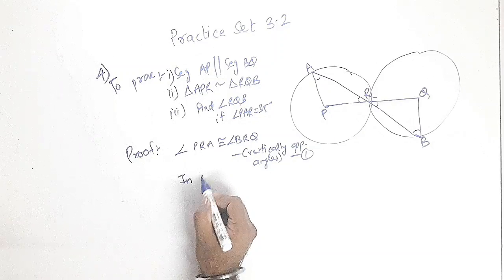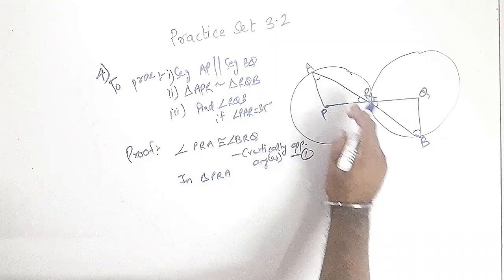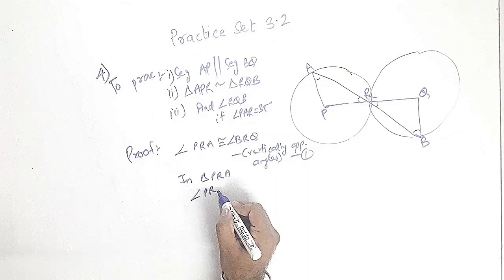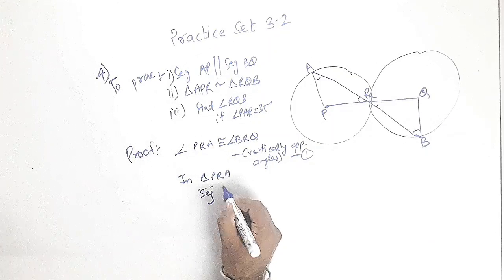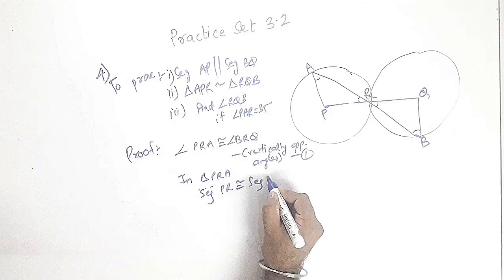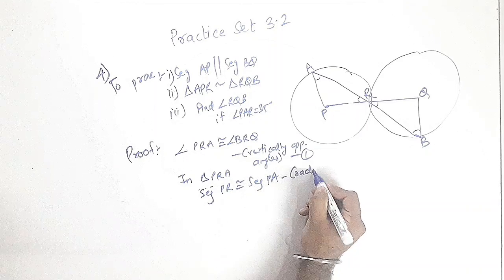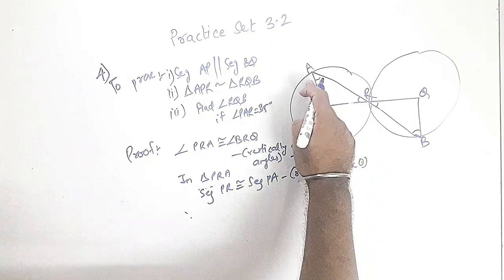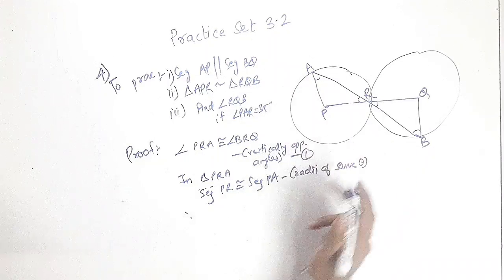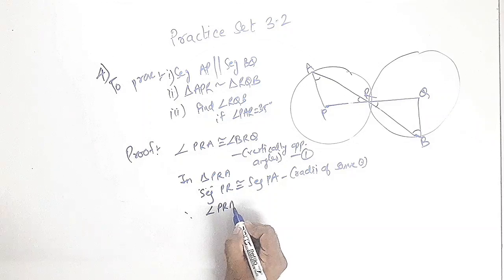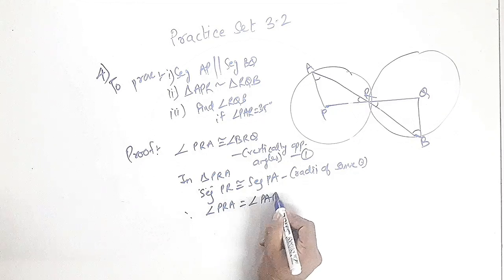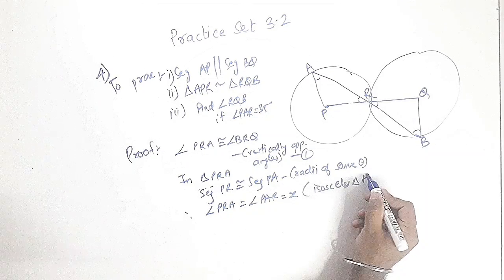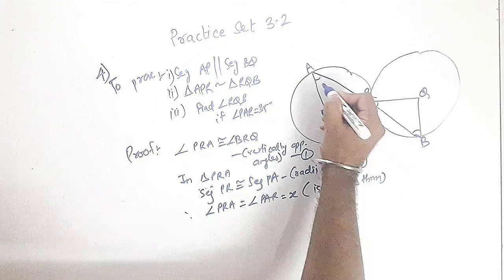Now see, in triangle PRA, I'll first write seg PR is congruent to seg PA. Why? Because they are radii of the same circle. Therefore if these two sides are congruent, this becomes an isosceles triangle. Therefore I can write angle PRA is equal to angle PAR. I am just taking it as X. This is the isosceles triangle theorem. So this becomes X.